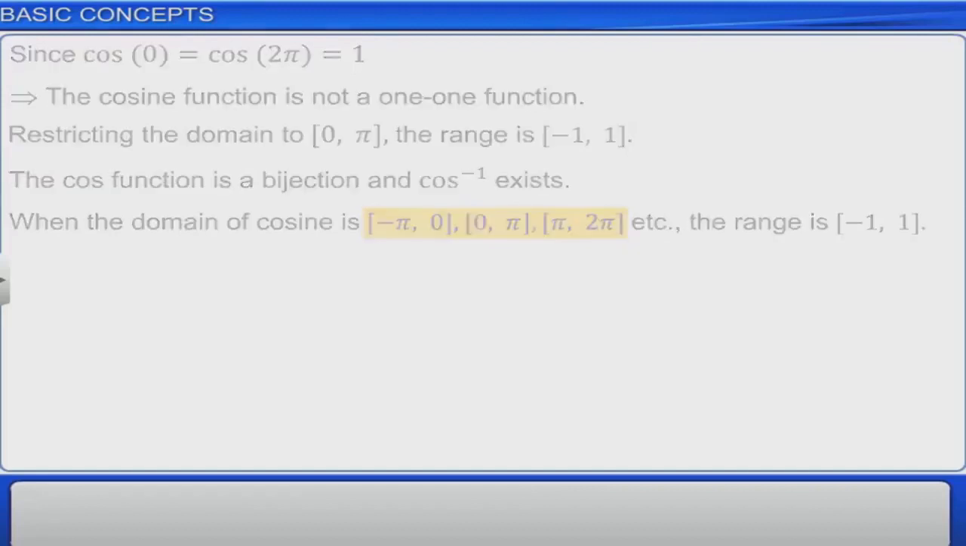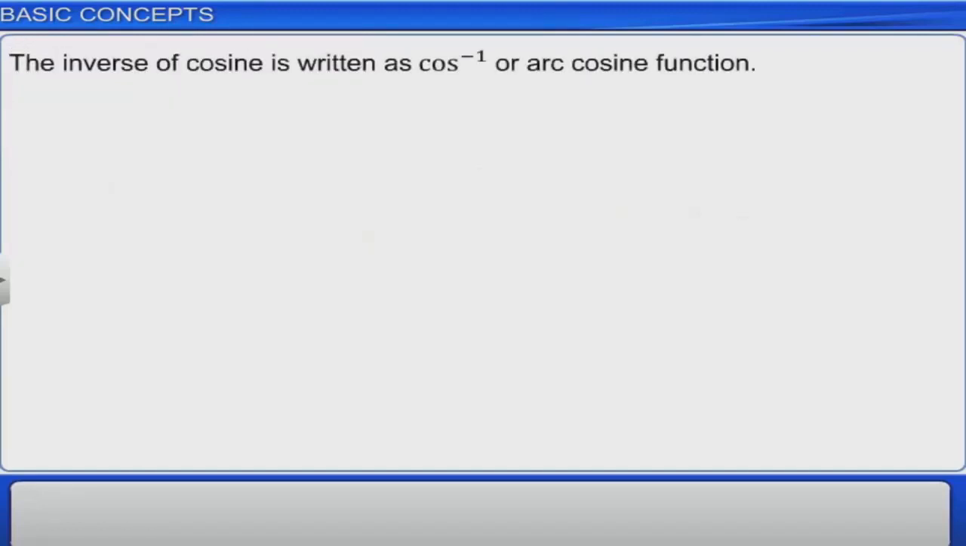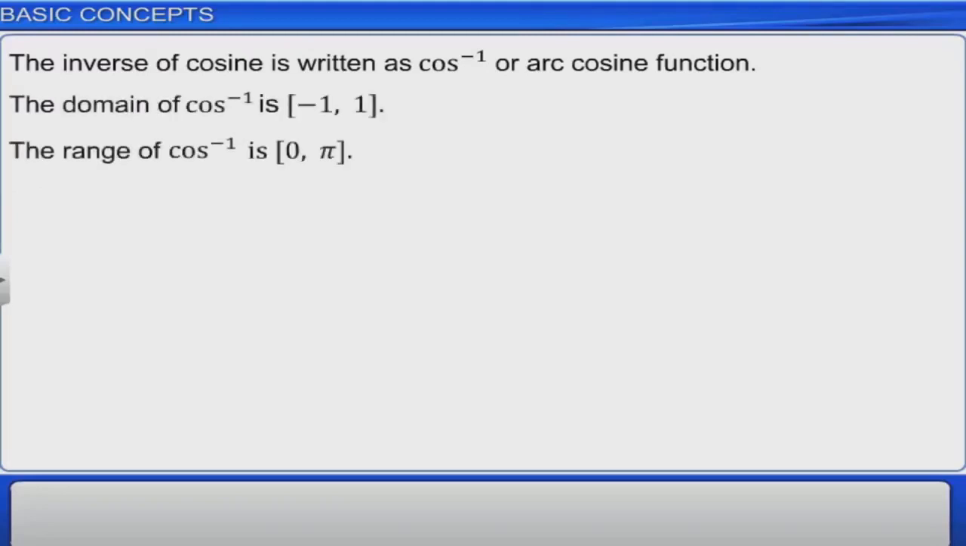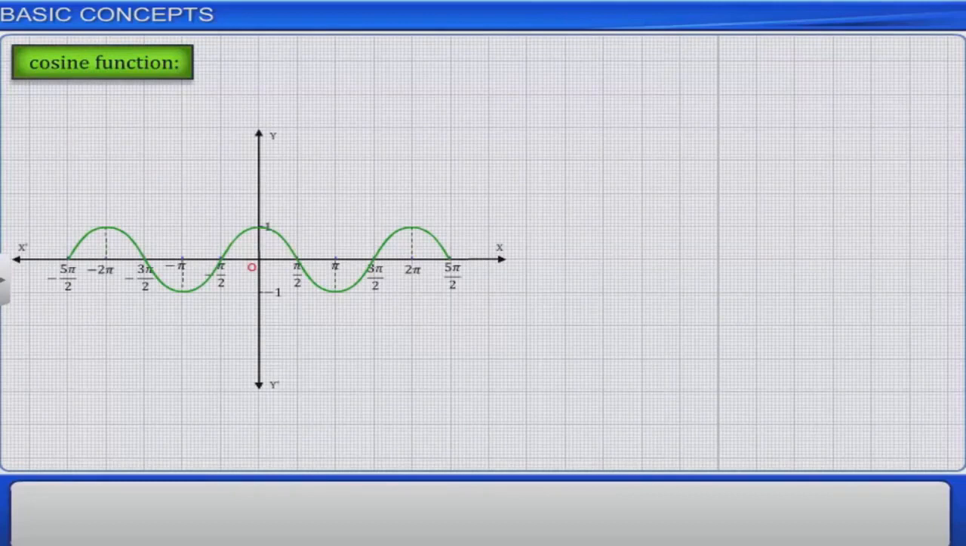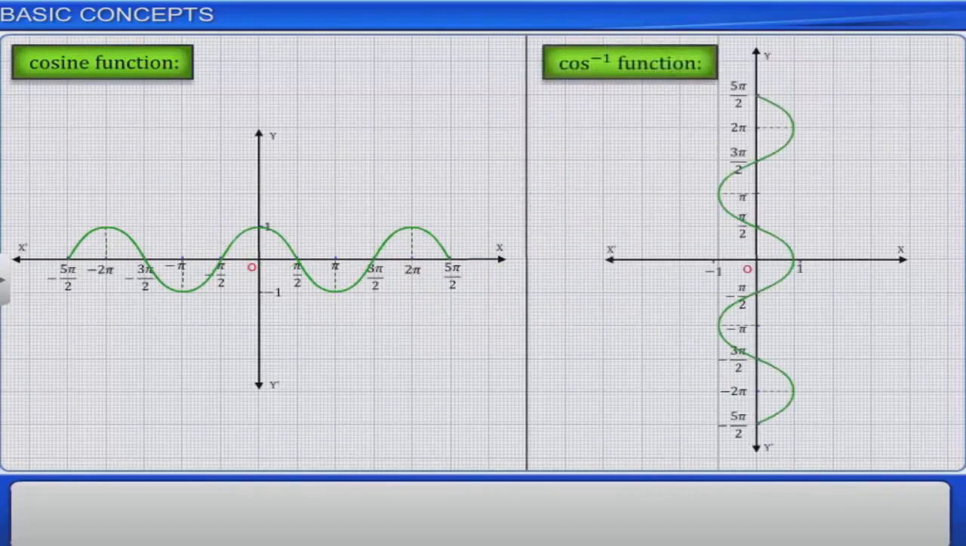Now we can define the inverse of the cosine function in the given intervals. The domain and the range of the cosine inverse function are closed interval -1, 1 and closed interval 0, pi, respectively. The branch with the range 0 to pi is known as the principal value branch of the cosine inverse function. The graph of the cosine inverse function can be obtained by interchanging the x and y axes in the graph of the cosine function.